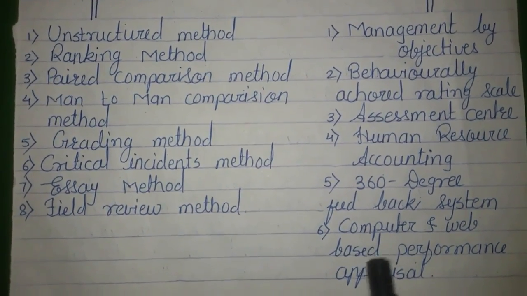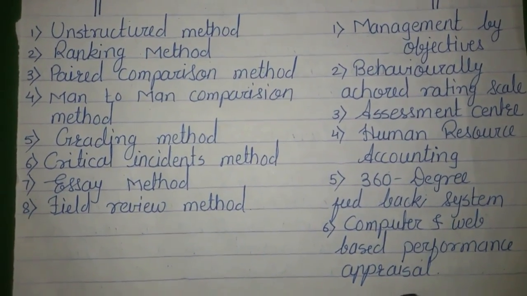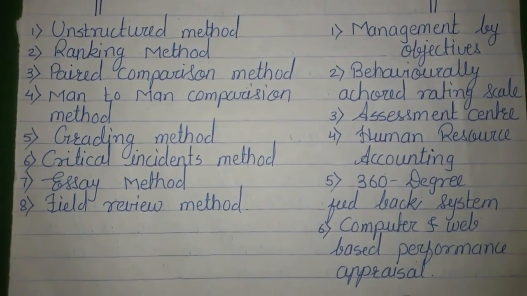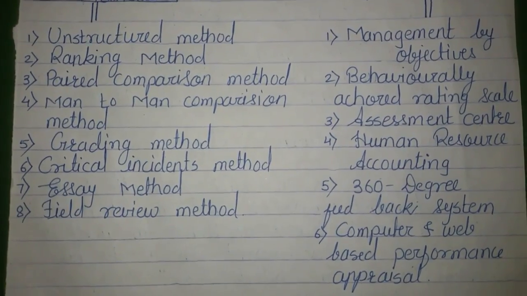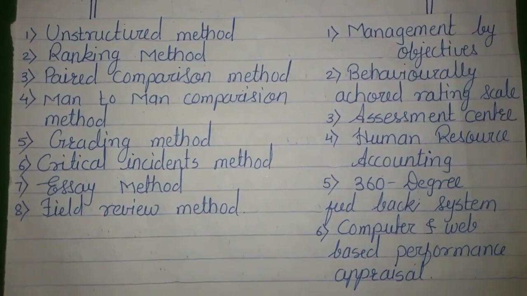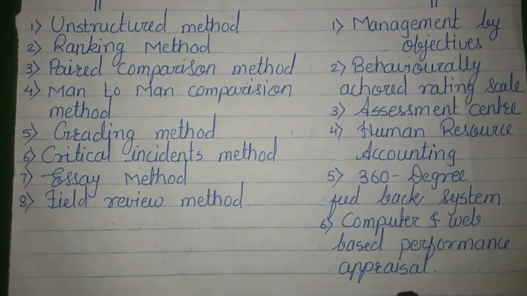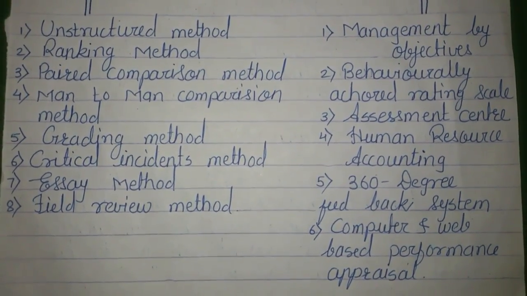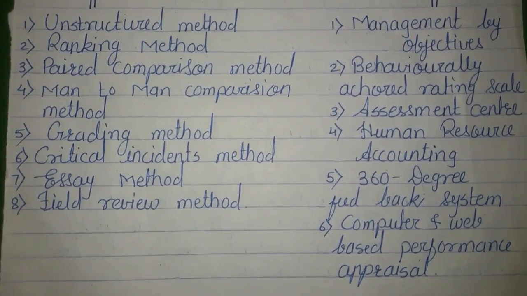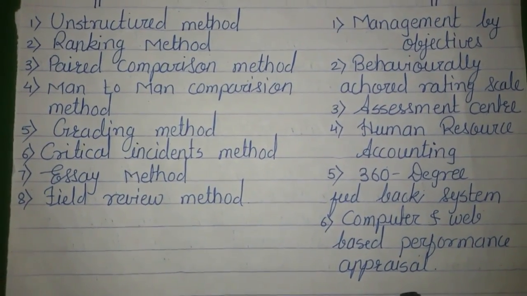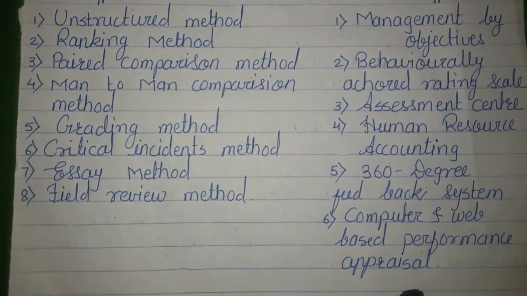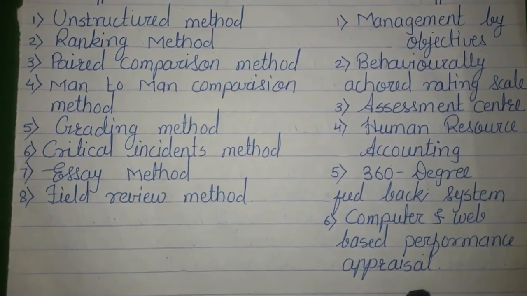And the last method, computer and web-based performance appraisal. This method is also very popular nowadays. Software programs are available in the market to know the performance of an employee. For example, punching machine. This is also a kind of computerized and web-based performance appraisal. Punching machine reflects, or it tells, whether that employee is coming on time or how often he comes too late. This we are going to measure through punching.